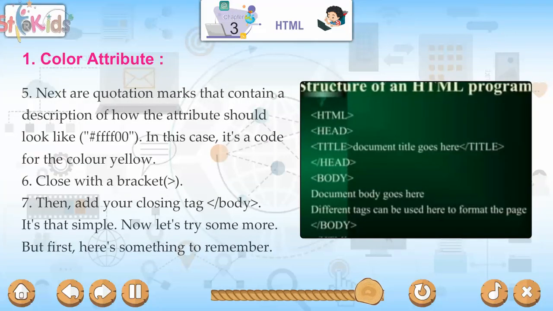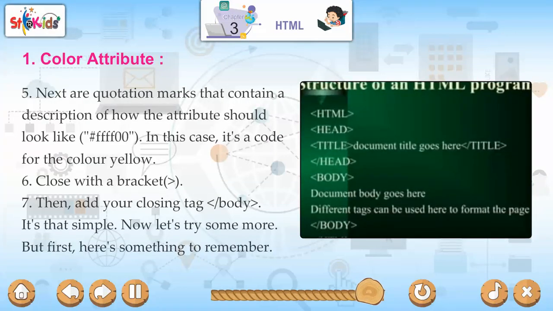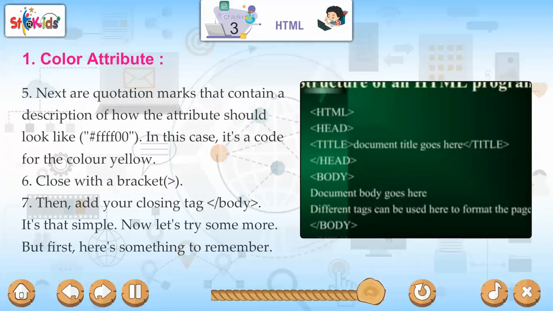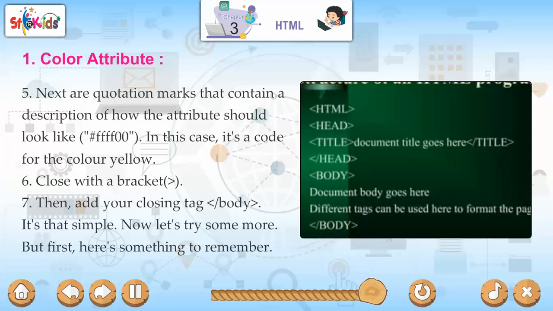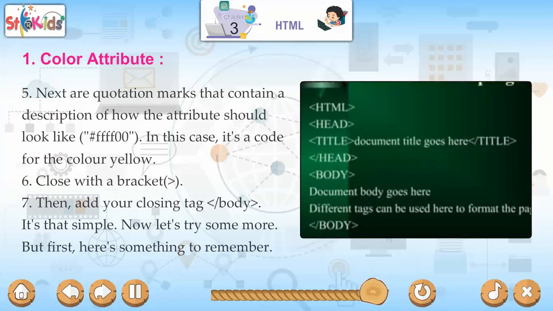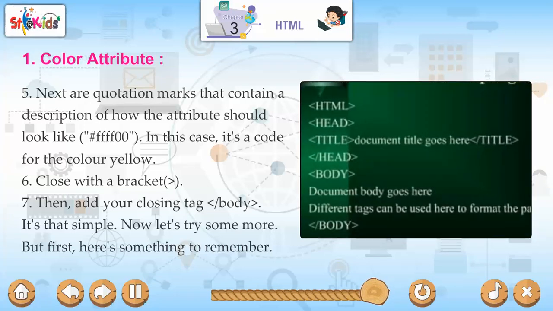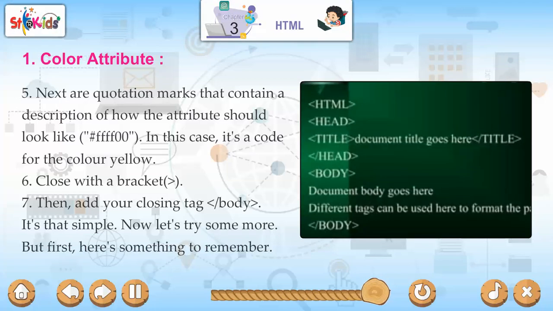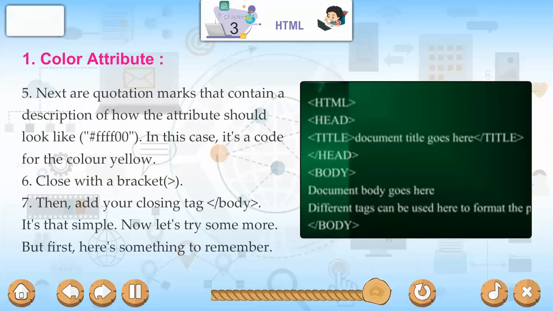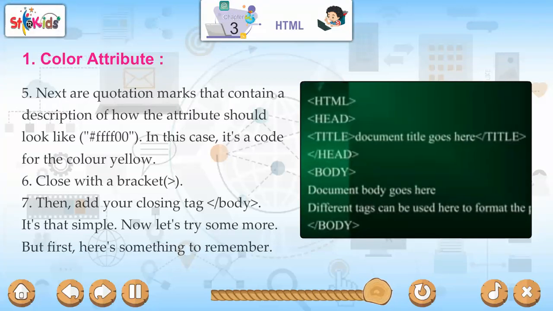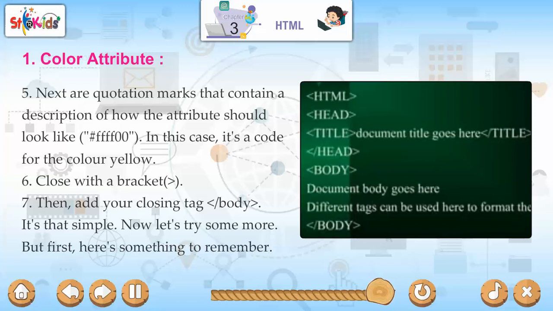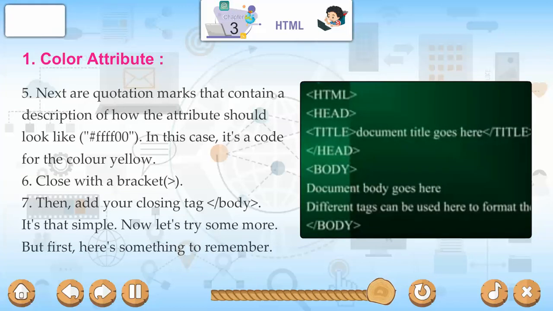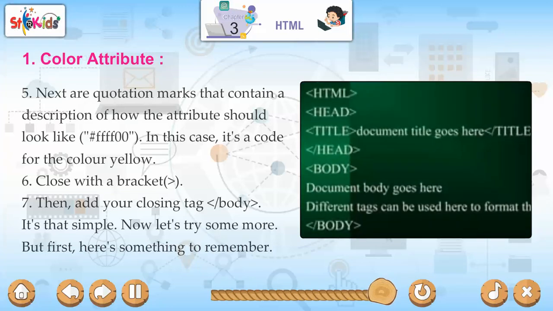Fifth, next are quotation marks that contain a description of how the attribute should look like. Bracket, double quote, hashtag FFFF00 double quote bracket. In this case, it's a code for the color yellow. Sixth, close with a bracket. Bracket, closing tag, bracket. Seventh, then add your closing tag. So opening tag /body closing tag. It's that simple. Now let's try some more.